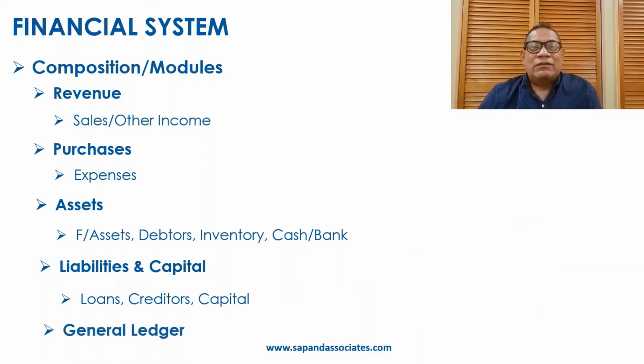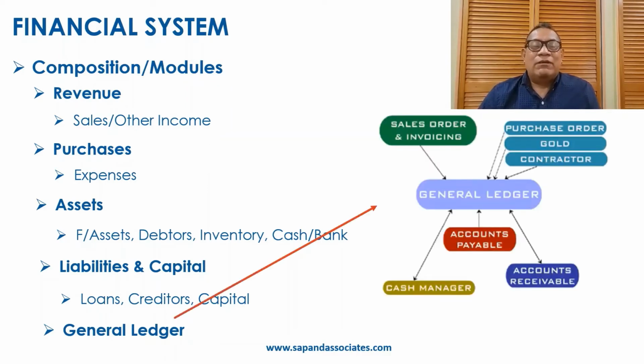The general ledger is the one module which brings all the other modules together. So all the other modules feed into the general ledger, and that is what generates reports for you later on. But we'll come to that later. As you can see from the diagram, the general ledger is at the center, and all the other modules, assets, liabilities, purchases, sales, they are feeding into the general ledger. Right, so we'll move on to look at another module and then take it from there.